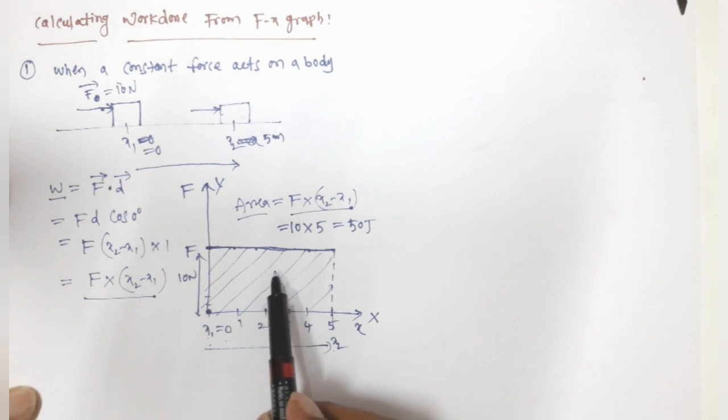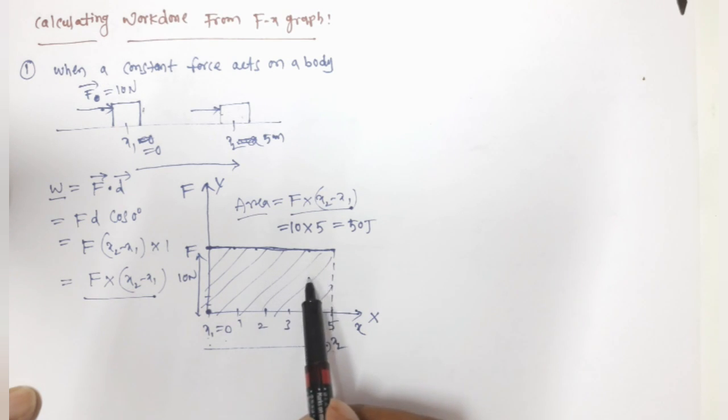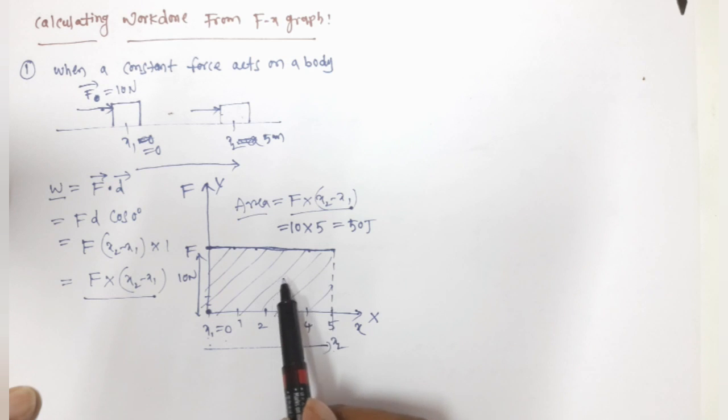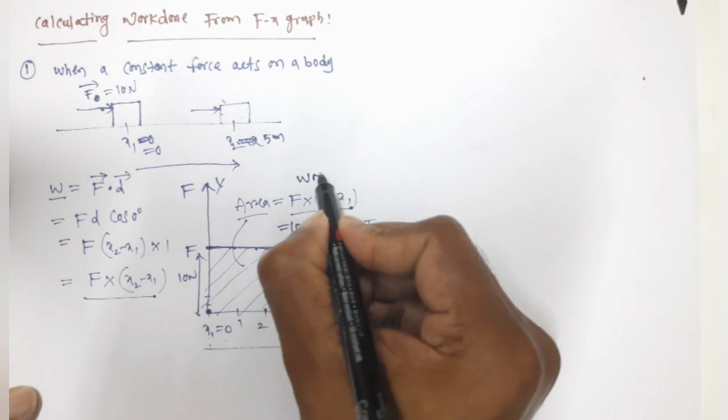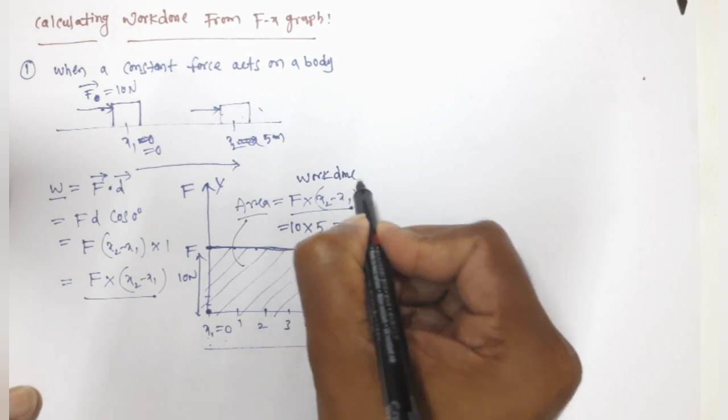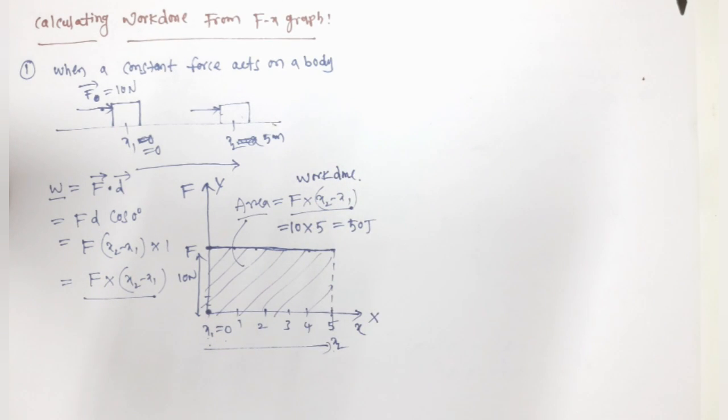How? In the F-x graph, we may get a straight line or curve. And if we find the area under the curve or straight line, this area is exactly equal to how much? Work done. This area is exactly equal to work done. So that's what we are getting here. Now let us take the second case.